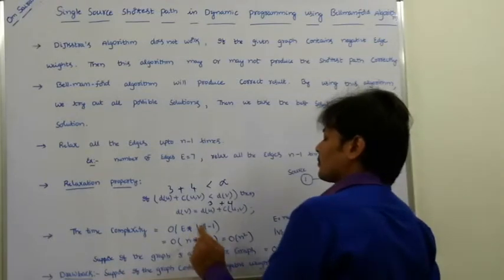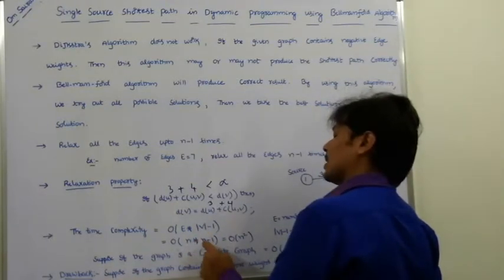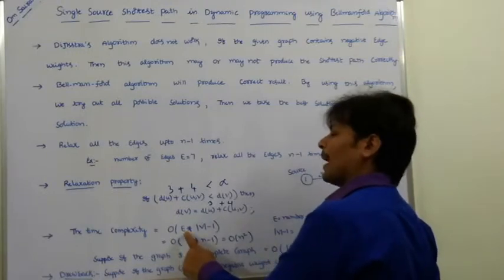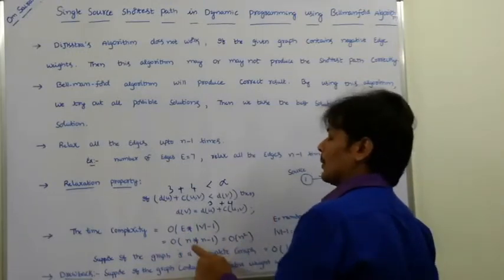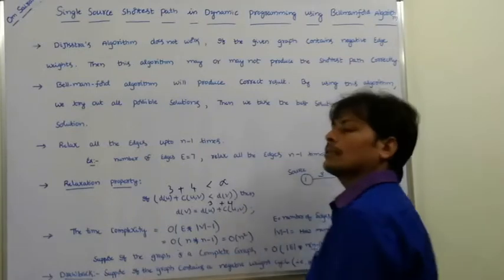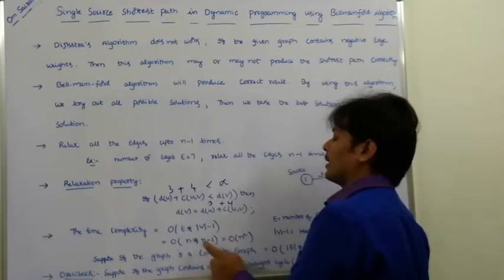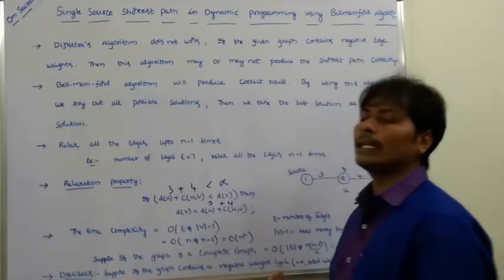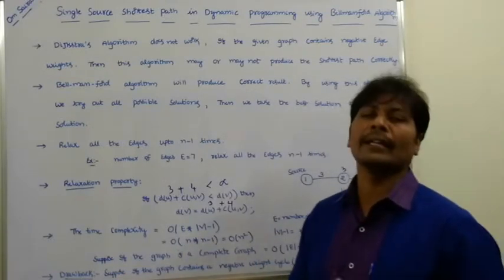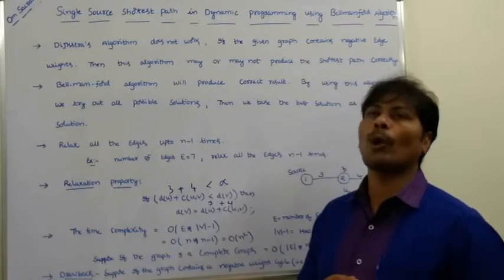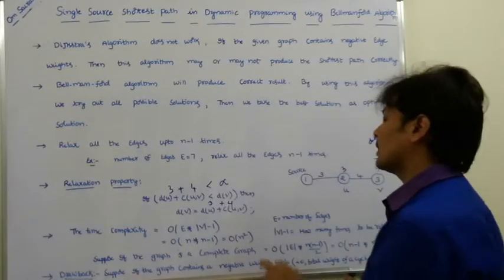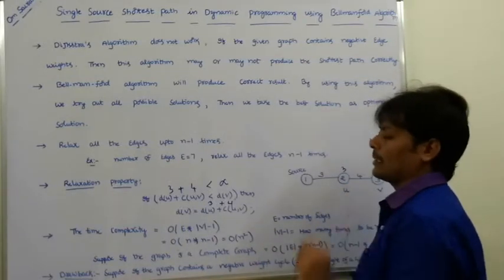So here n into n, suppose capital E is equal to n. So n into n minus 1. So here V minus 1 is nothing but n minus 1. n into n minus 1, that is n square minus n. So in this one, the highest polynomial is n square. So that is big O of n square.